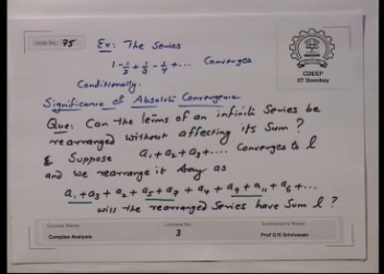Now that gives us the series 1 minus half plus 1/3 minus 1/4, etc. converges conditionally. It's a conditionally convergent series because the series converges, but then the series of absolute values diverges, as we have seen just now. All right. So, here is an example of a conditionally convergent series.